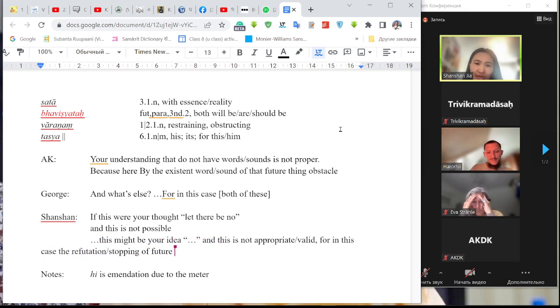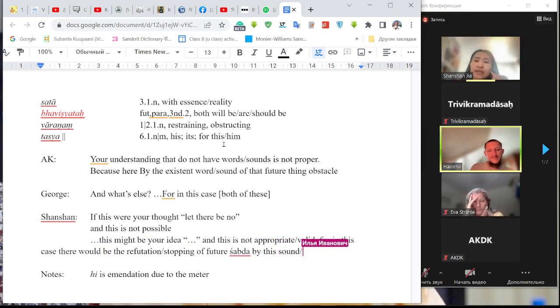There would be, we have to add, the refutation of a future sound by this real sound or speech. So we leave it open at the moment because we have to solve this problem together with the first part of this verse. Is this clear? Yes. Okay, then we can go on.